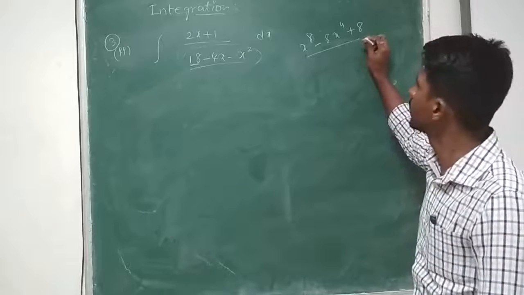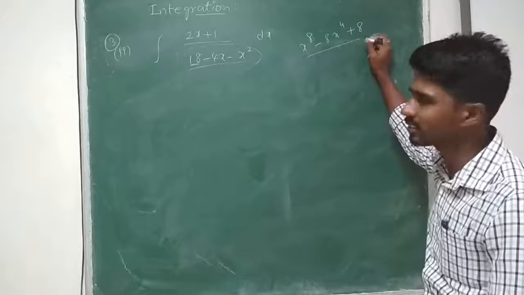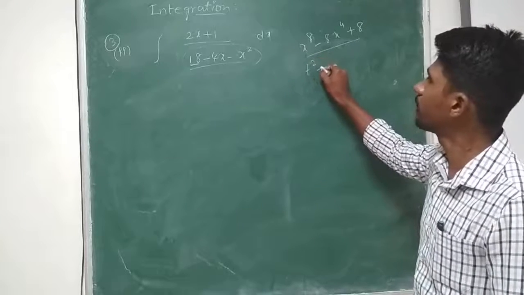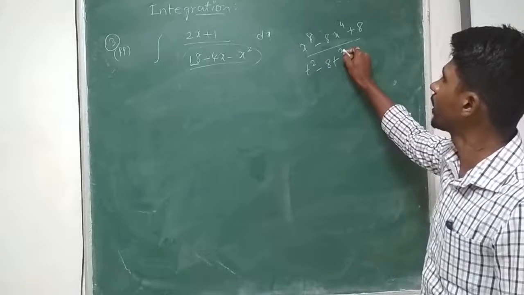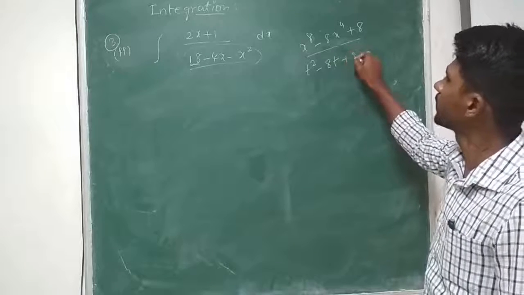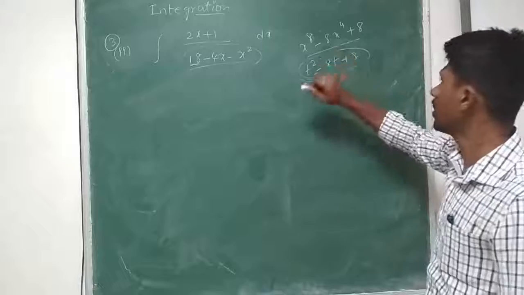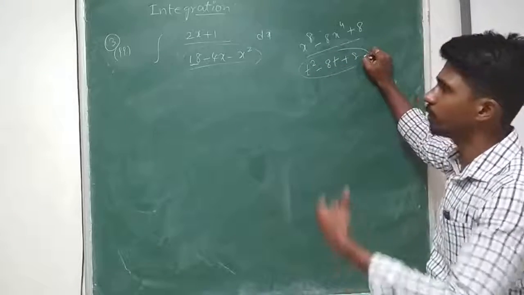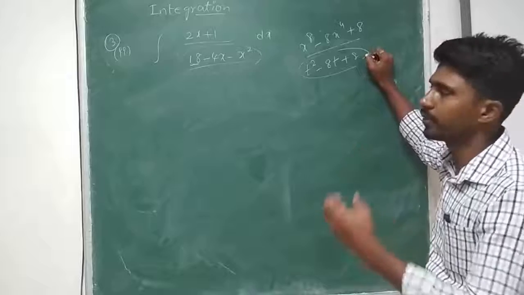So how can I convert? By putting x to the power of 4 as some t. If I put x to the power of 4 as t, it becomes t square minus 8t plus 8. Now it is in the form of a quadratic expression. Then we can proceed with one of the forms we have learned.